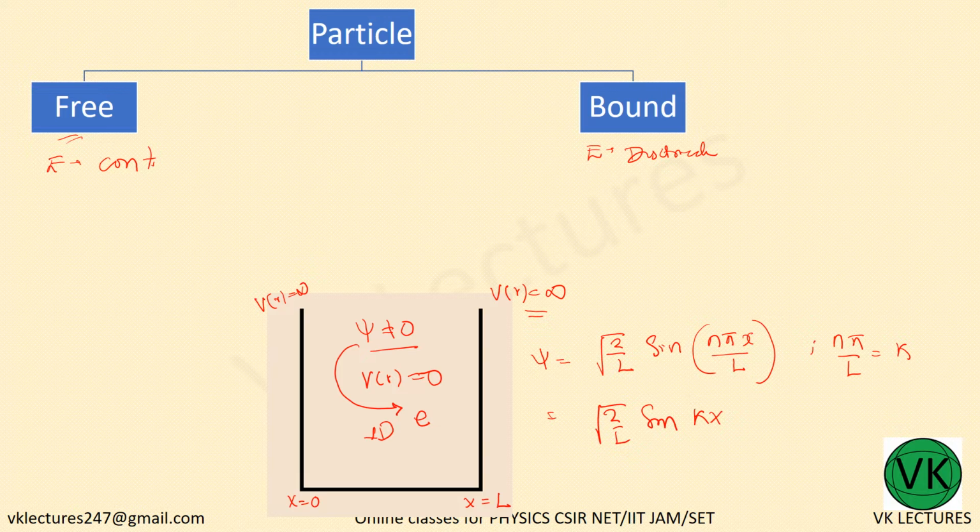So what is this energy? Energy is equal to kinetic energy plus potential energy. But this potential energy is equal to 0. So what is kinetic energy? P square divided by 2m.